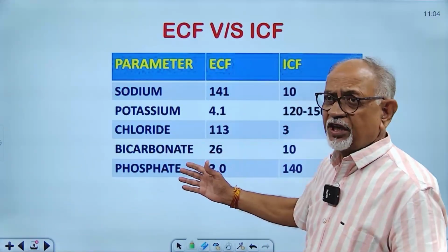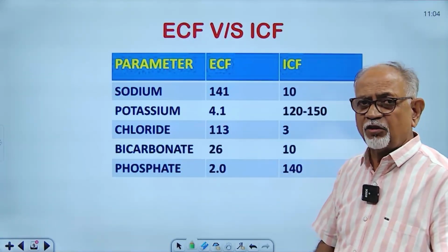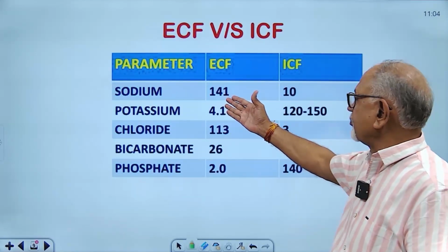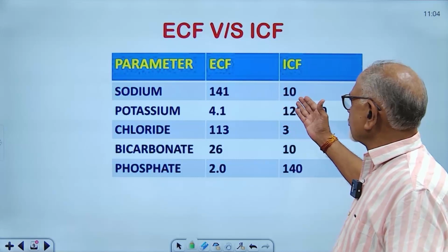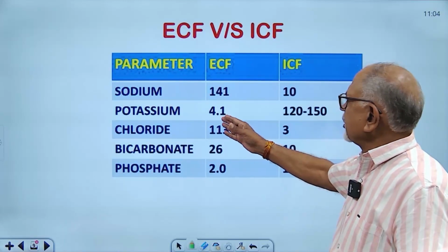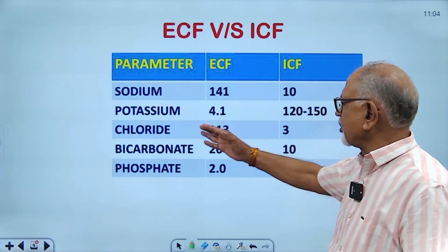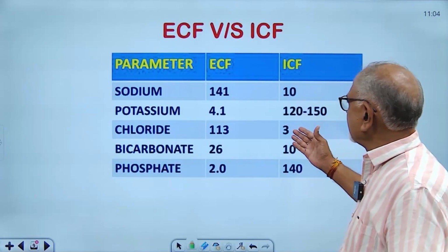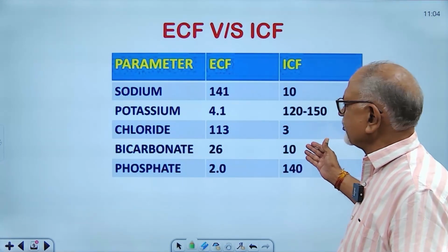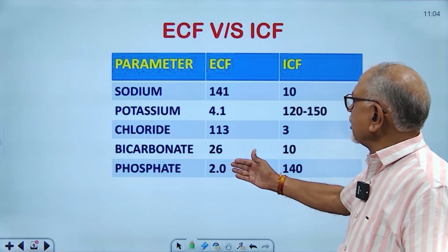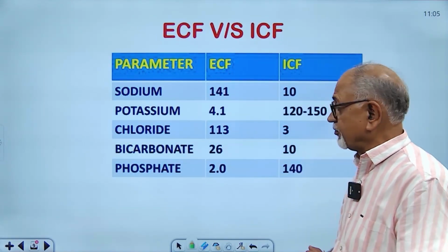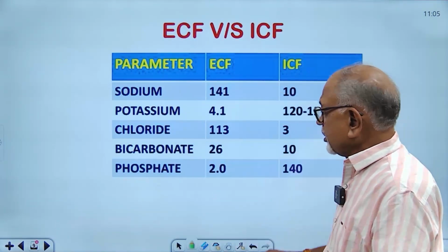Now here you can see some of the parameters and their values. As we have seen already, the sodium is more in case of ECF, and it is very less in case of ICF. Potassium is less in ECF, it is more in ICF. Chloride is more in ECF, it's less in ICF. Bicarbonates are more in ECF and almost half in the ICF. Phosphate is less in ECF and it is quite high in the ICF. So there is a difference in these values.